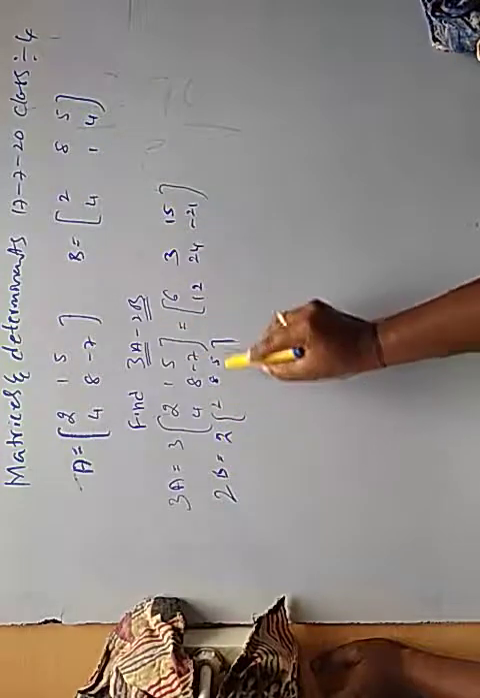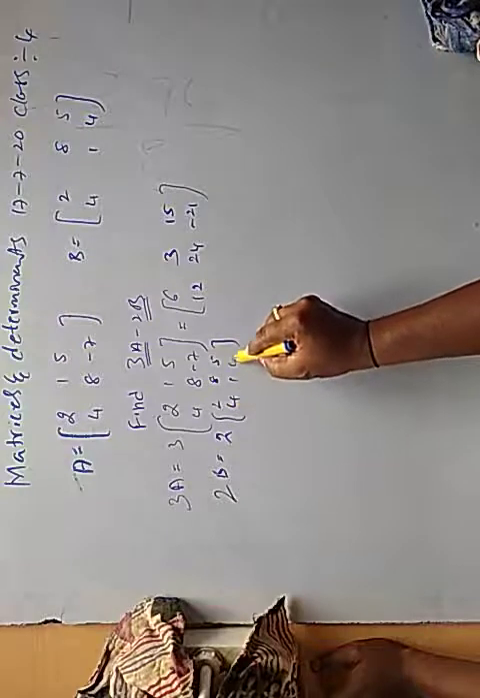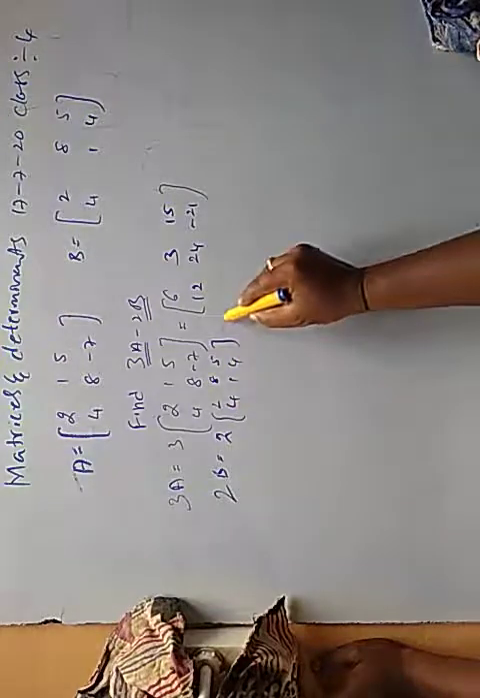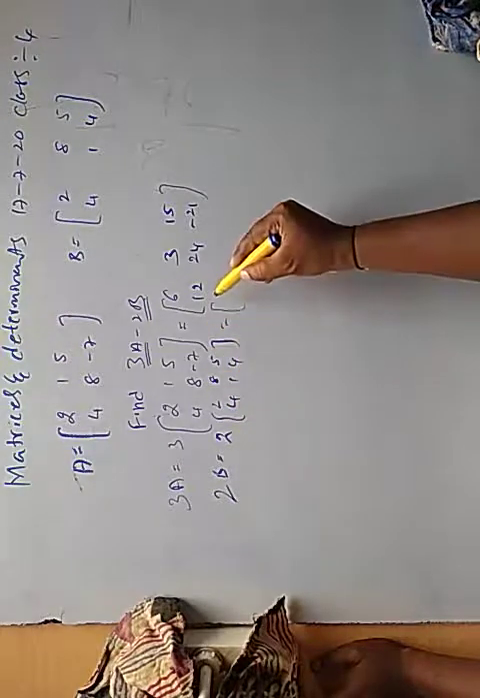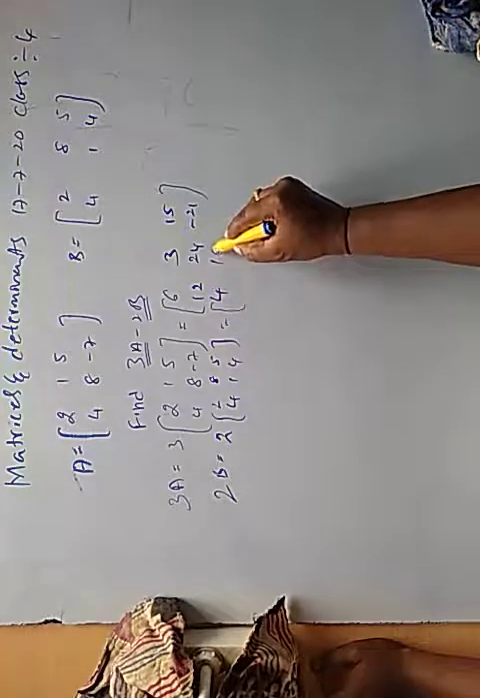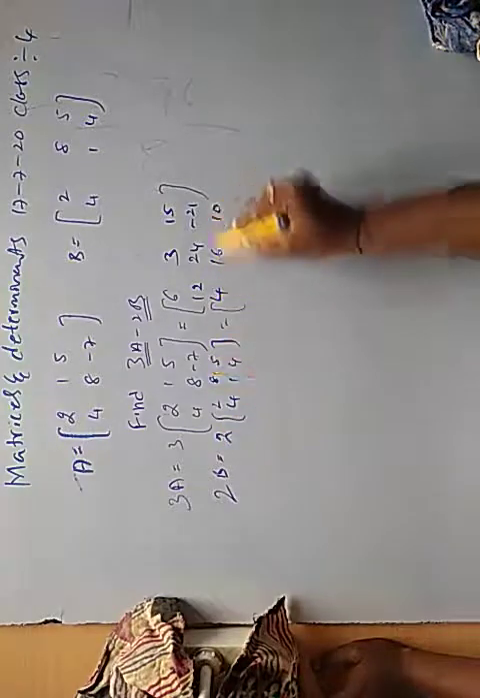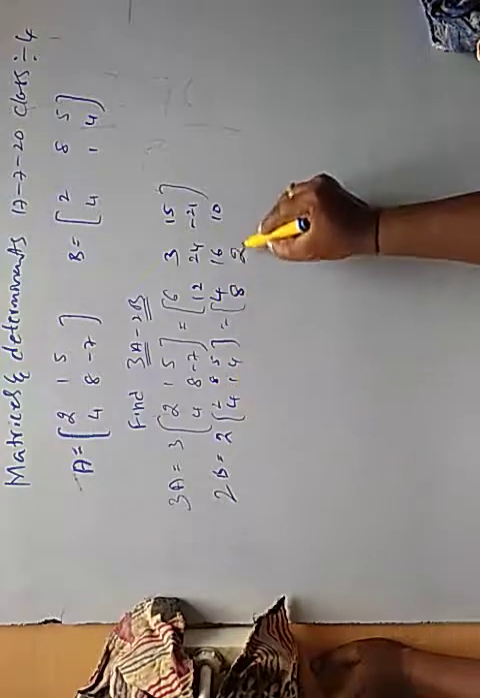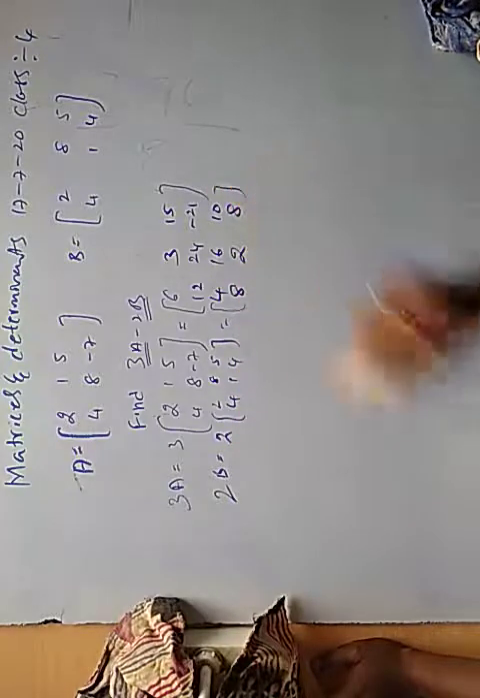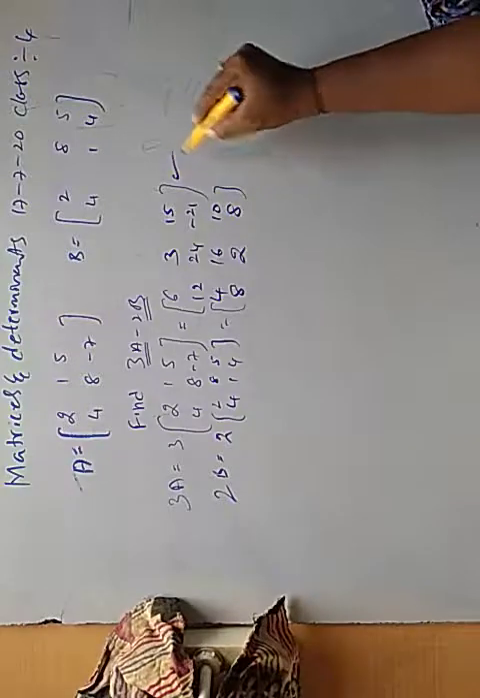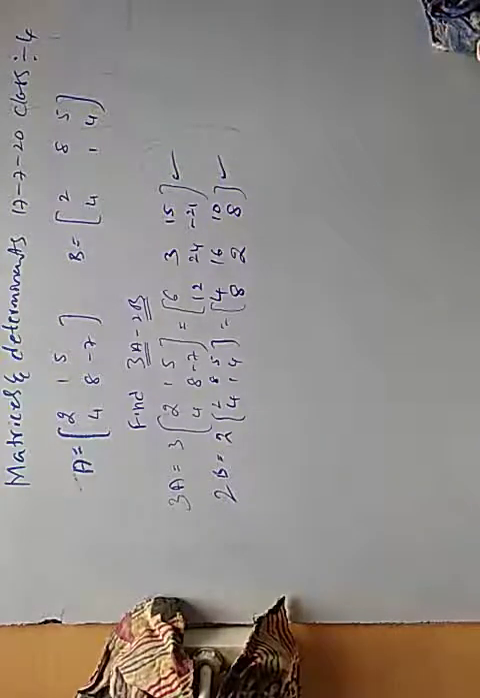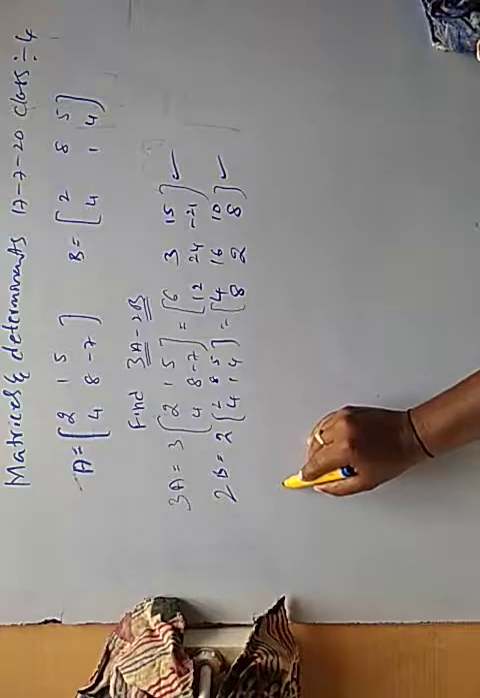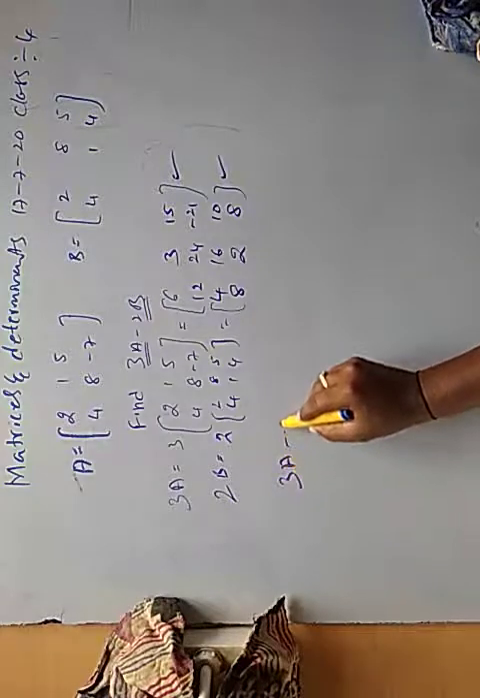2, 8, 5, 4, 1, 4. That equals 4, 16, 10. 2 5s are 10, 2 4s again 8, 2 1s are 2, 2 4s again 8. We are getting 3A and 2B separately. Now we have to find 3A minus 2B.